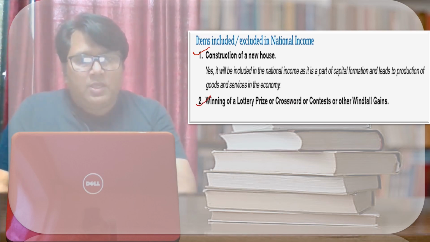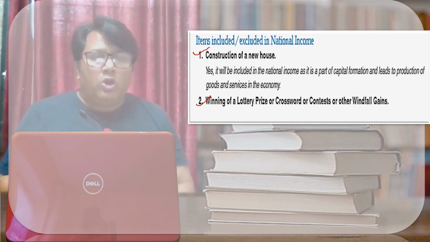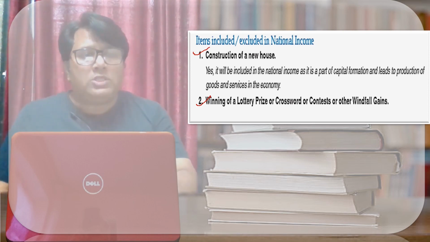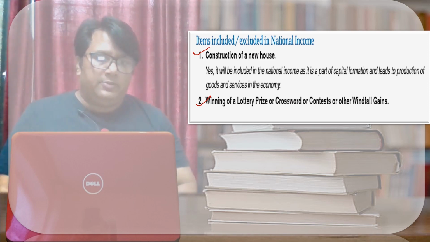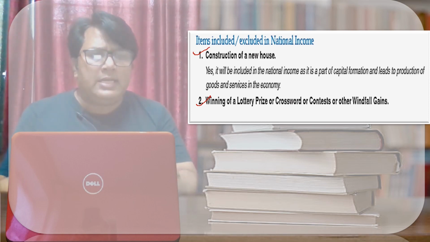Second one is winning of a lottery prize or the crossword or the contests or the windfall gain. The answer is it should not be considered. The question is why it should not be considered? Because it is the transfer payment. It is nothing but transfer payment. It is unearned.